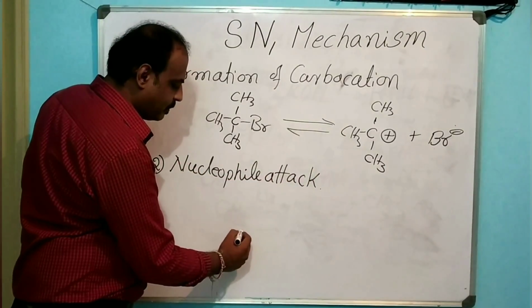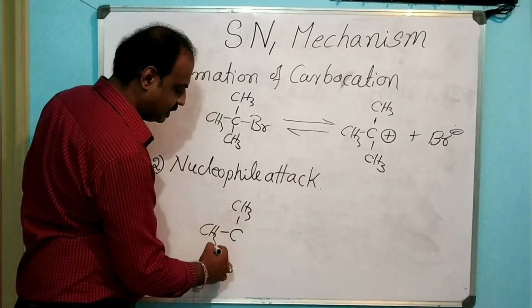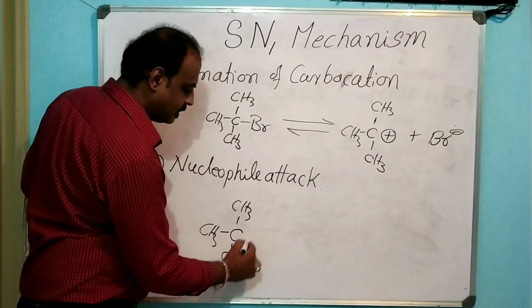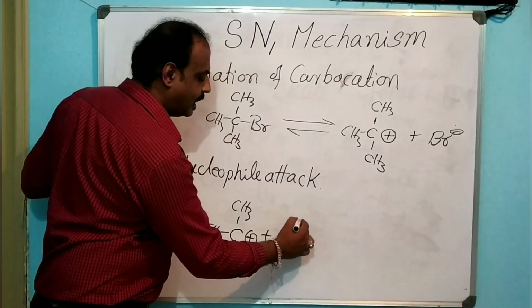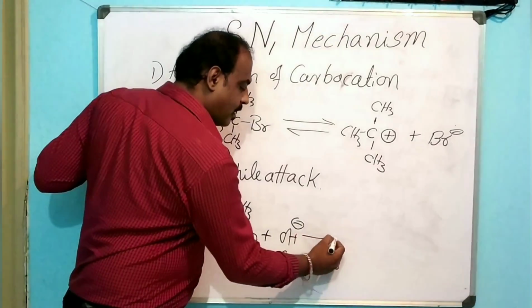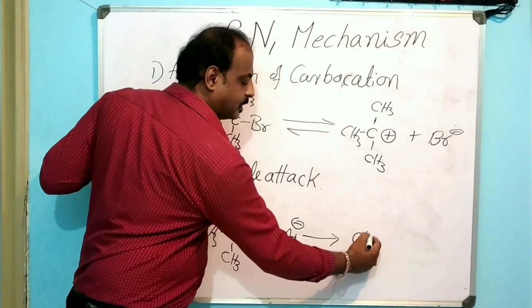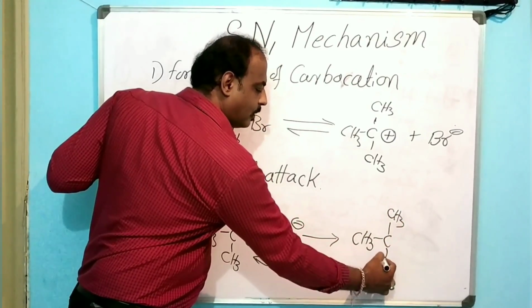Now the tertiary butyl carbocation is attacked by a nucleophile, so that it will form tertiary butyl alcohol.